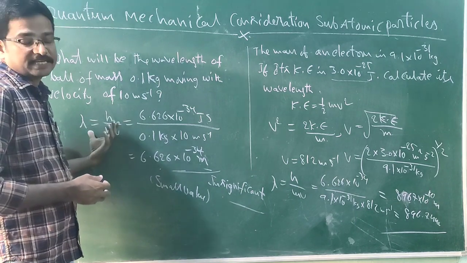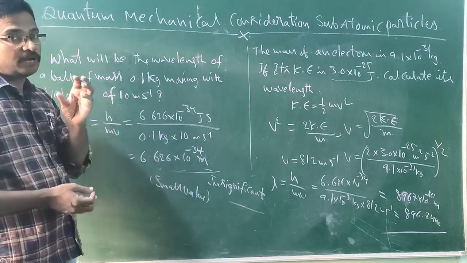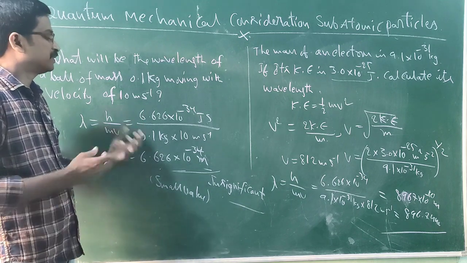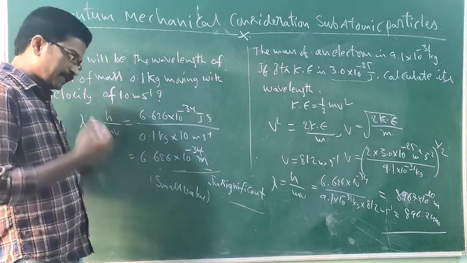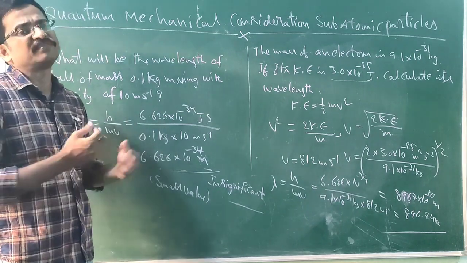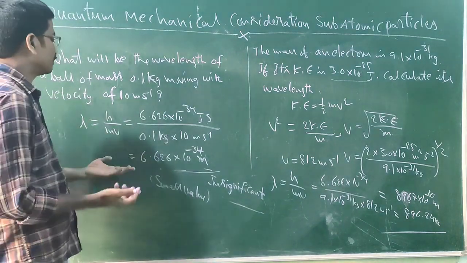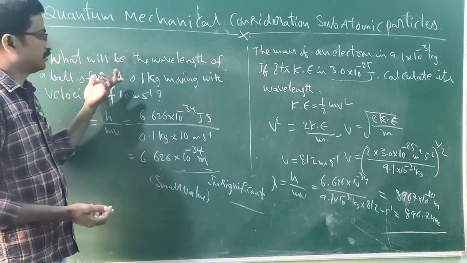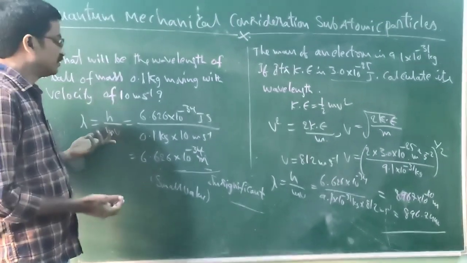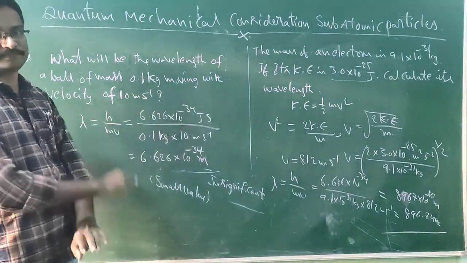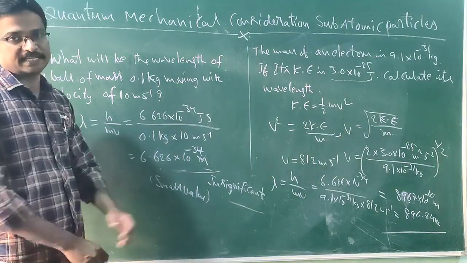So what they are saying is that items like a ball have some mass, but the wave nature, though present, is insignificant or very little. So it is not countable. For ball-like particles, wavelength is there, but it is insignificant and not countable. That is the reason why they are saying so.